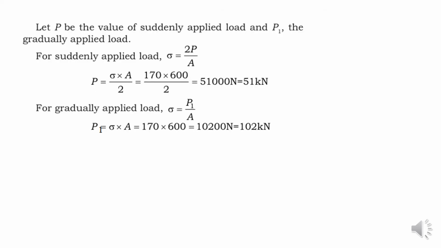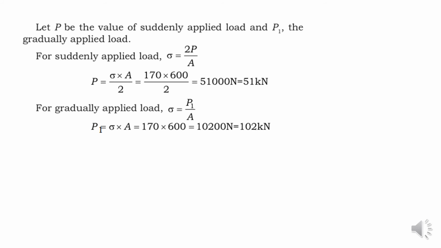So the equation for gradually applied load and suddenly applied load. For suddenly applied load, sigma is equal to 2P by A. We know the value for sigma and we have to find out the value of P. That is P is equal to sigma into A divided by 2 for the suddenly applied load. And if the load is gradually applied, the equation will be sigma equal to P1 by A, so that P1 equal to sigma into A. So find out the values of load for the two different cases.